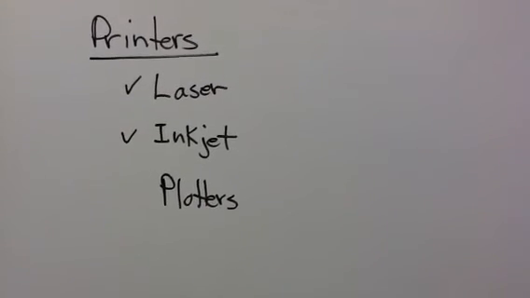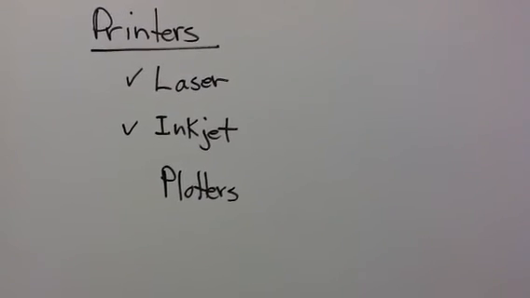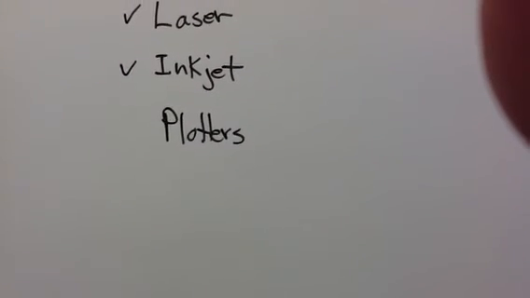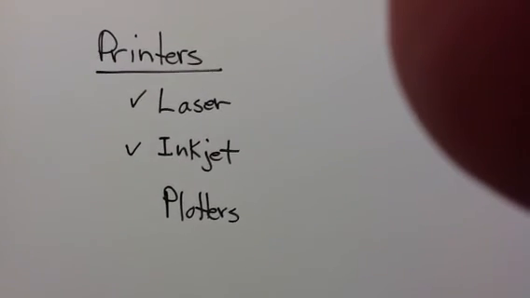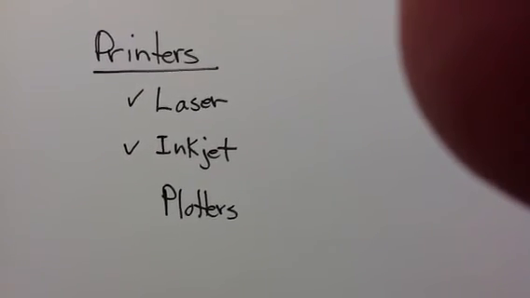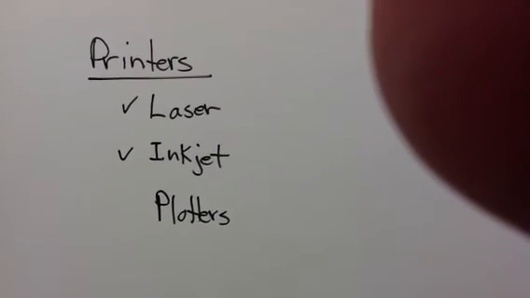Then plotters or special needs printers. You can get printers that will print on bigger pieces of paper, like if you had blueprints for a building and so forth. One other output device would be speakers. And there's really not a whole lot to say about those. Okay?